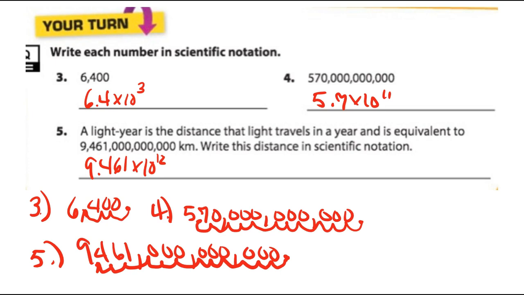Okay, scientific notation is not really all that complex. It's all about how many places you're moving your decimal point to the right or to the left. The next video will go into what happens when you have a negative power of 10.